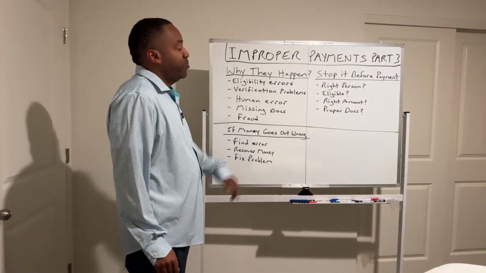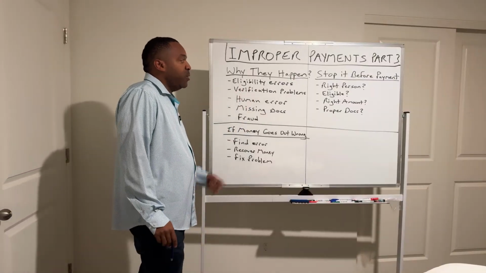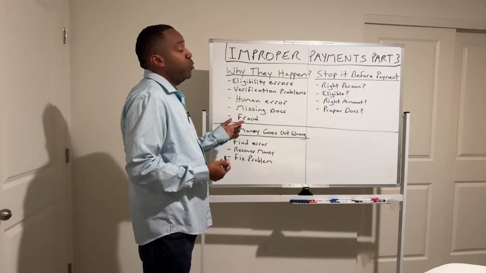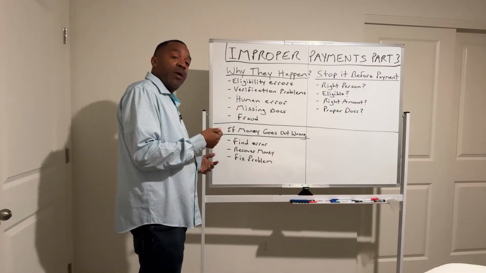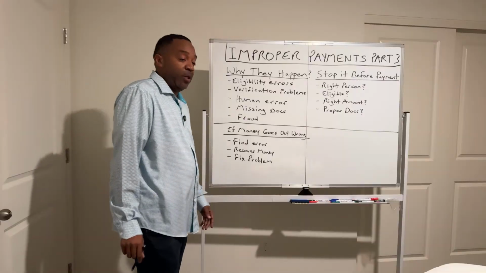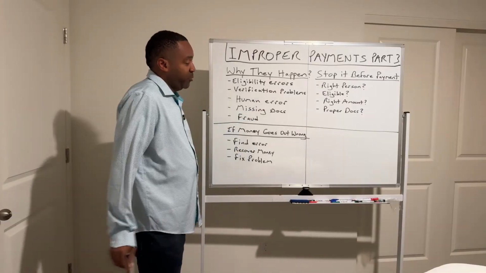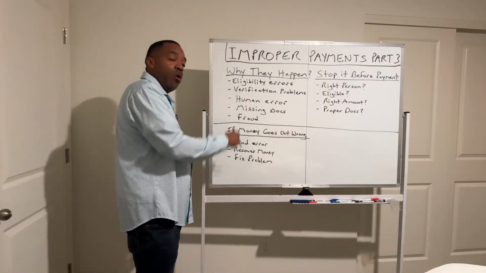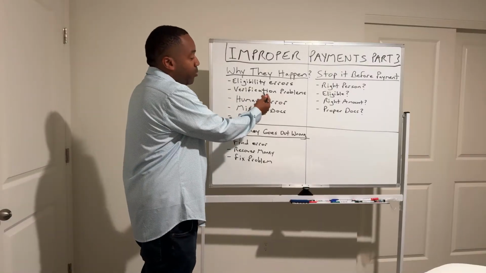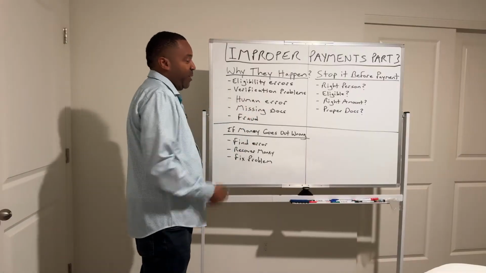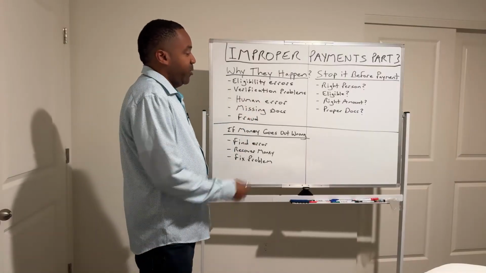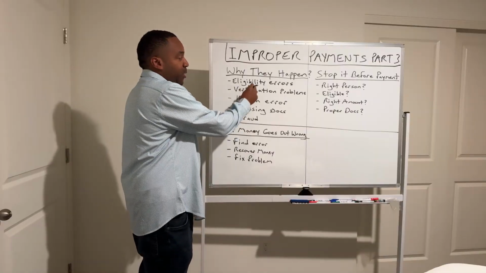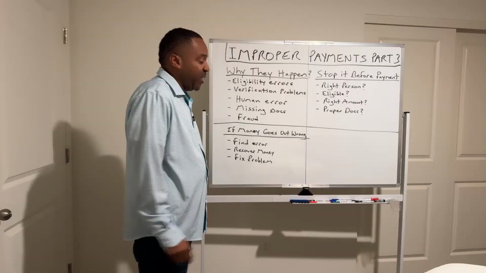Number one is eligibility errors. They're paying the benefit out to people who are not eligible, or people who may have been eligible at one point in time, but they're no longer eligible. Verification problems. The government is paying out money without properly verifying the payments, whether it be income or some other criteria, and the government just keeps making the payments.